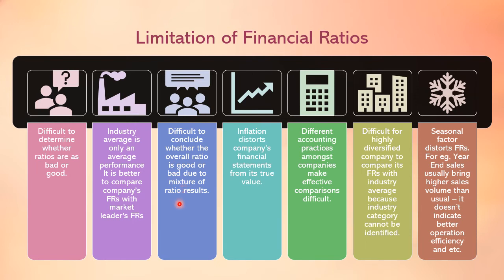The third limitation is that it is difficult to conclude whether the overall ratio is good or bad due to a mixture of ratio results. So, for example, remember we have the efficiency ratios. We have 4 ratios to consider: the inventory turnover, the ACP, the total assets turnover, and the fixed assets turnover. So let's say out of 4 ratios, 2 are good, the other 2 are not so good. So how do you conclude your efficiency? Is the company's efficiency good or not? When you have a mixture of ratio results, it's difficult for us to conclude whether the overall efficiency of the company is good or bad.